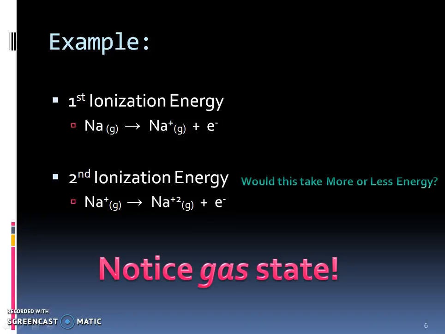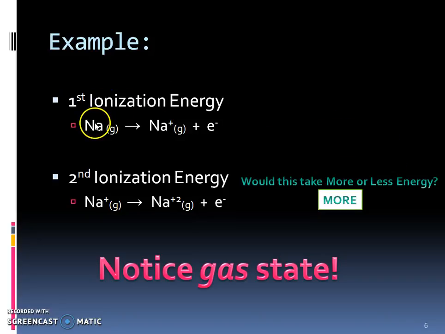So here is an example of sodium, going back to sodium, but it's in the gas. Notice these are all in the gas state. It is not in the solid state that you're used to. So sodium gas going to that sodium plus ion takes so much energy. Now, how about the second ionization energy? Going from Na+ to Na2+, which we rarely see, would this take more or less energy? Hopefully you guessed more, and it's going to take a heck of a lot more.